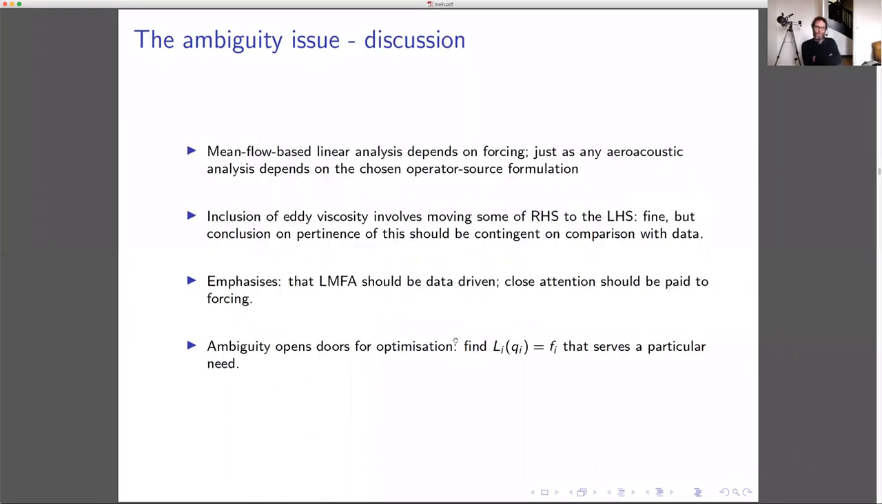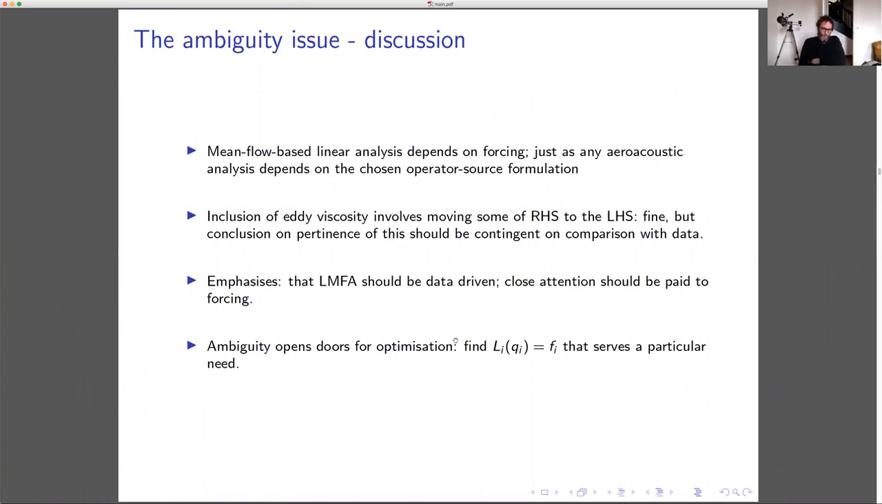This is the final slide on this piece of the talk, just some final discussion. So the takeaway message is that any mean flow based linear analysis depends on the forcing. I guess that's the key thing. Just as any aeroacoustic analysis depends on the acoustic analogy that you use. So it depends on what way you've taken Navier-Stokes and broken it into a left-hand side and a nonlinear right-hand side.